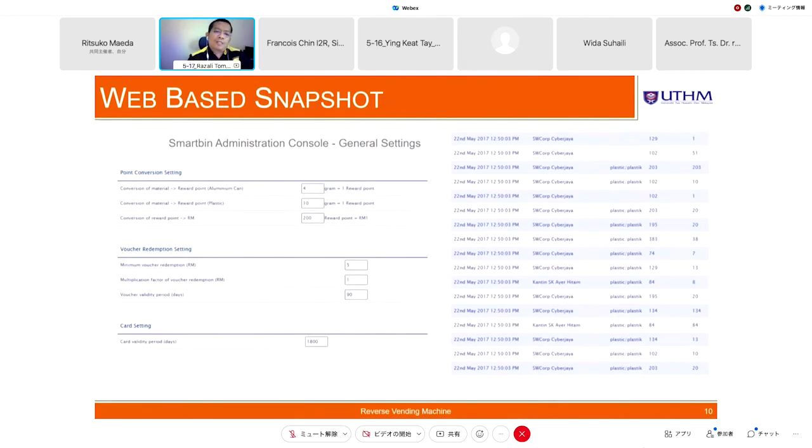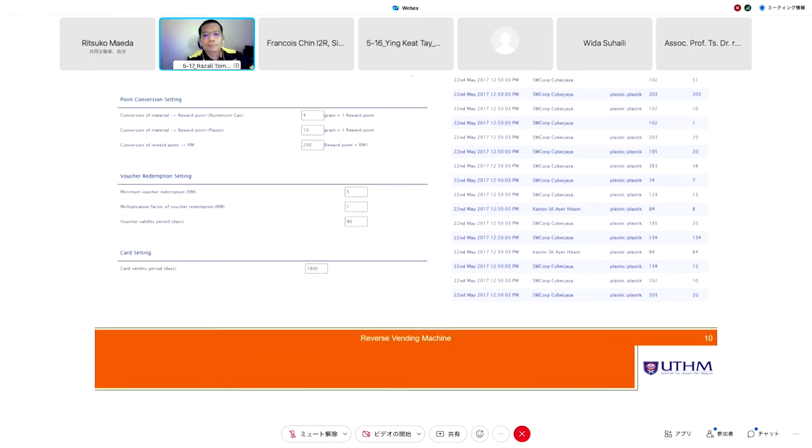This is a snapshot of our system. On the left side is the console where the admin can configure how many points can be collected for each recycled item, and adjust that accordingly, because the rate of recycling usually changes day by day, month by month, and so on. On the right side is the transaction log of the bin. We extracted this from one of the machines that we put on site.